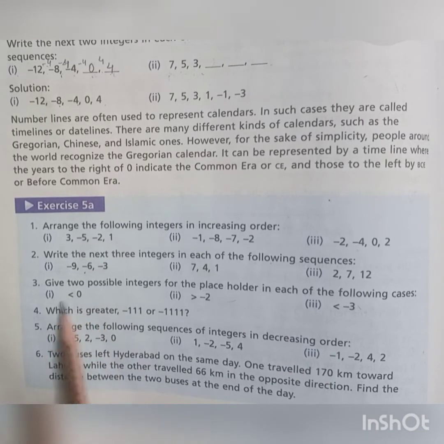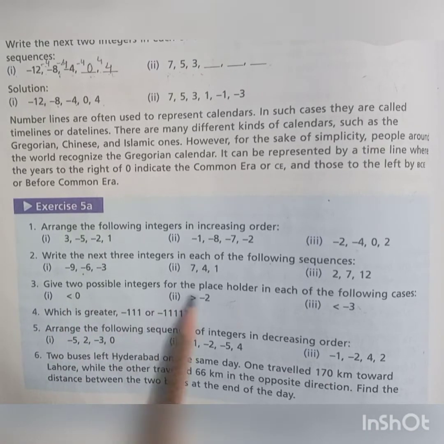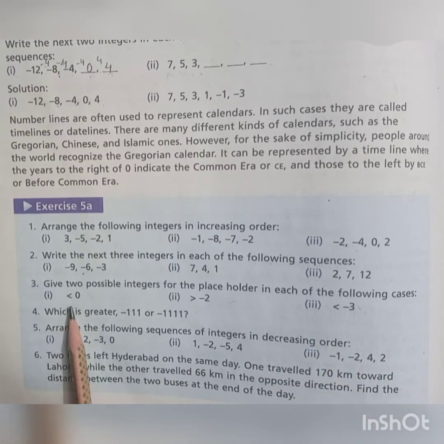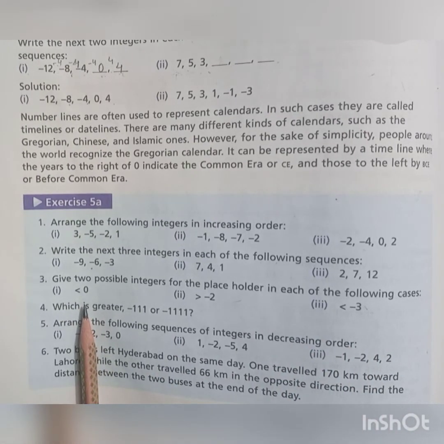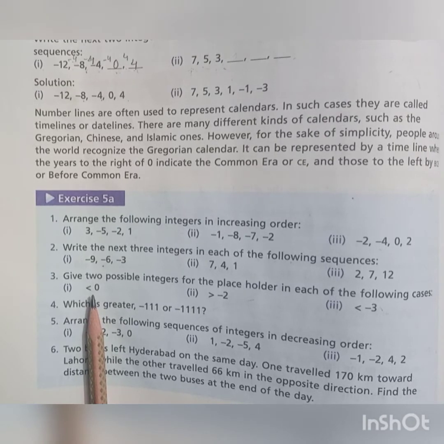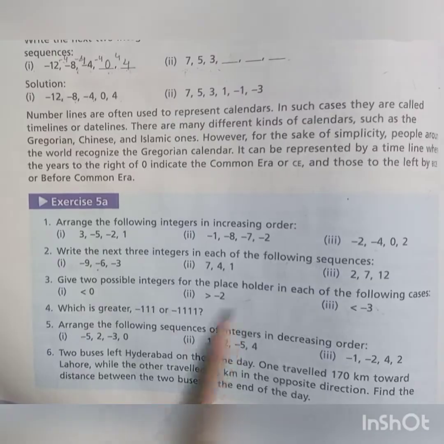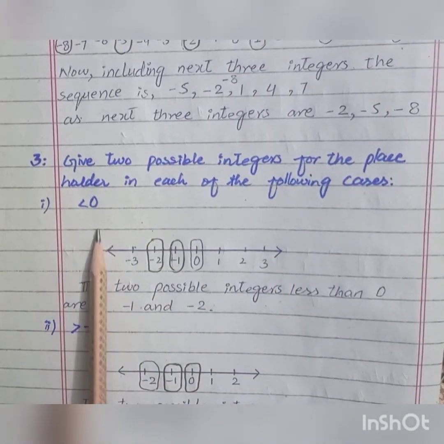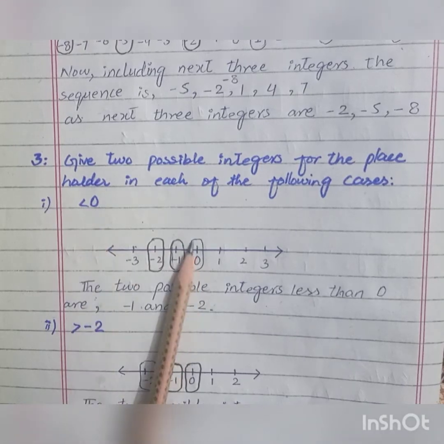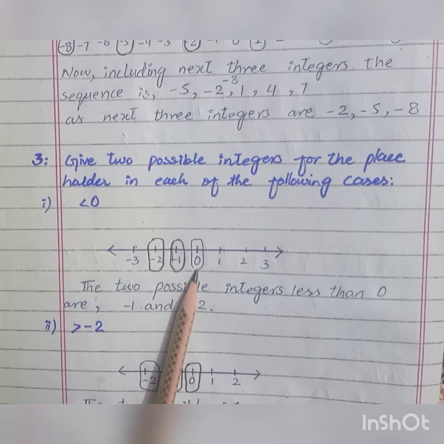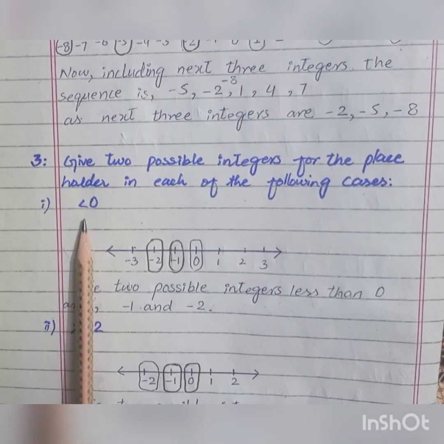Let's move towards the question number 3, that is give two possible integers for the placeholder in each of the following cases. Part number 1 is less than 0. Students, in this question we have to write two possible integers according to the given parts. So first of all we will mention a number line, and also the number that is given we will highlight that number. So students, here 0 is highlighted and you can see that from 0, here the condition is mentioned that is less than 0.